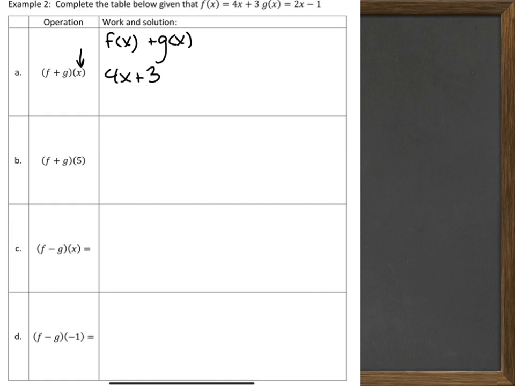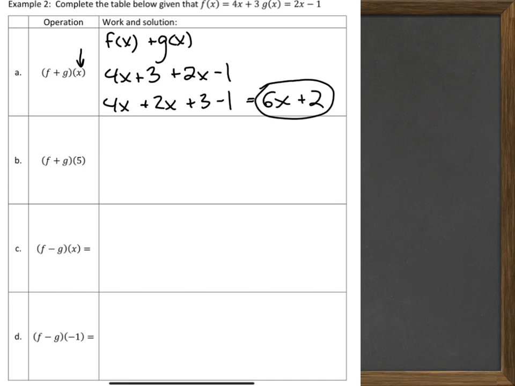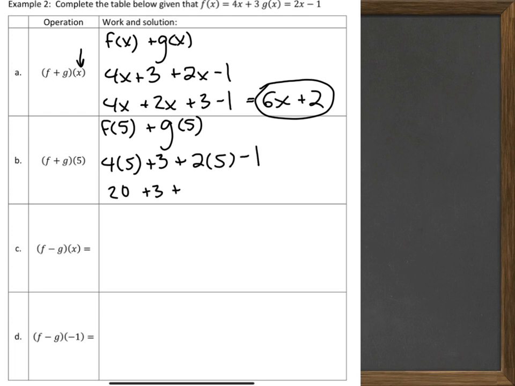Okay, so f of x is 4x plus 3, g of x is 2x minus 1. We'll just do a little bit of rearranging of the furniture so that our like terms are adjacent. So that gives us 6x plus 2, and that's it. We're done. For the next one, we want to find, well, what is f of 5 plus g of 5? So we have 4 times 5 plus 3 plus 2 times 5 minus 1. So we have 20 plus 3 plus 10 minus 1. So I believe that gives us 33 minus 1, or 32.